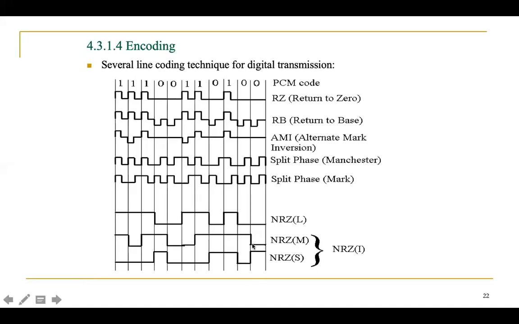And so on. And then this is non-return to zero space. So 1, 1 maintain, and then 0, you make the 0, and then you go back to 0, and so on. So these are the several line coding techniques for a digital transmission.